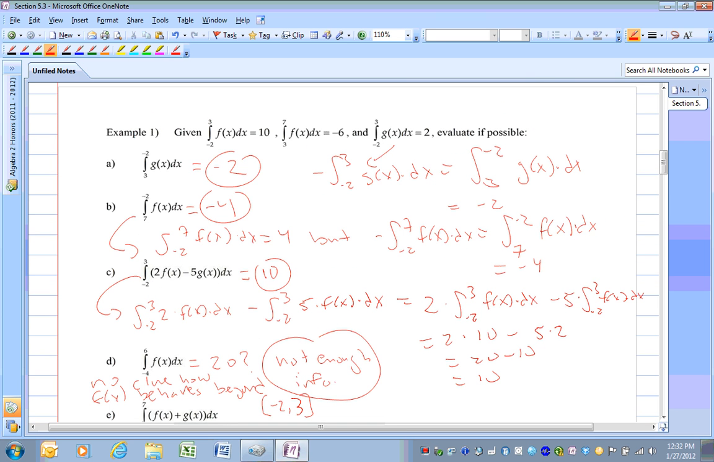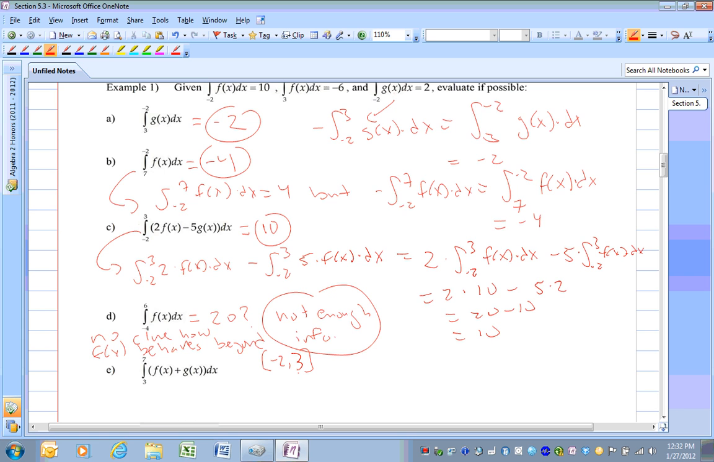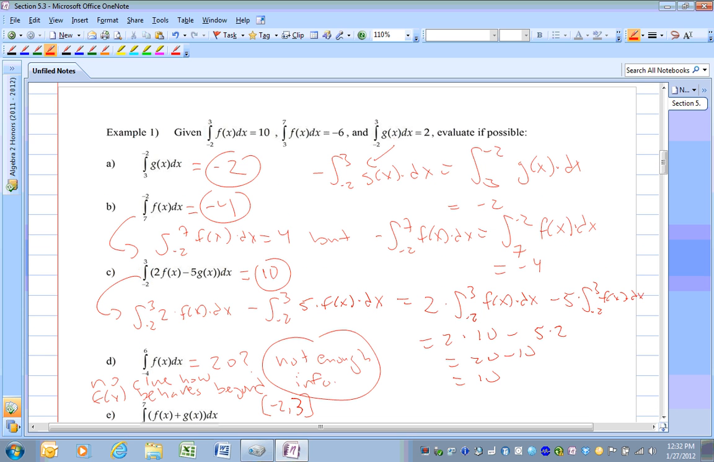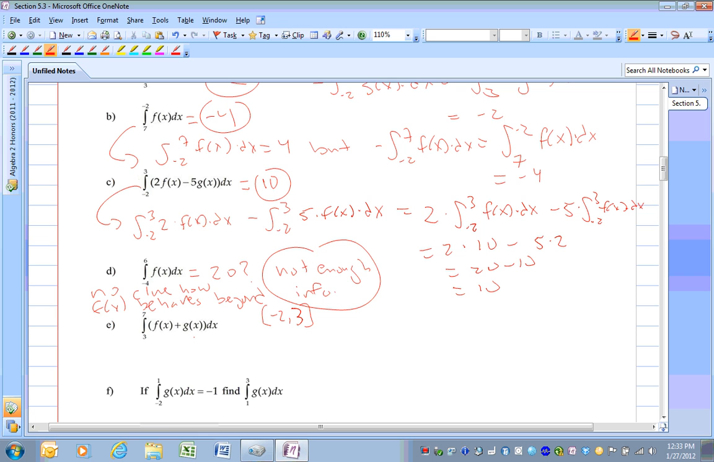Do you not know if it's from... And why not? Well, you don't know for g of x the interval 3 to 7, right? Not enough info, no clue how g of x behaves from 3 to 7. We only know from -2 to 3.